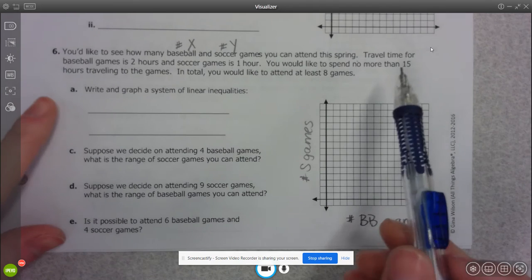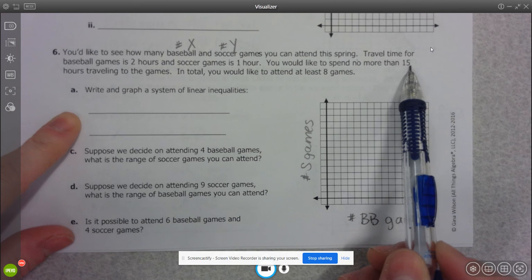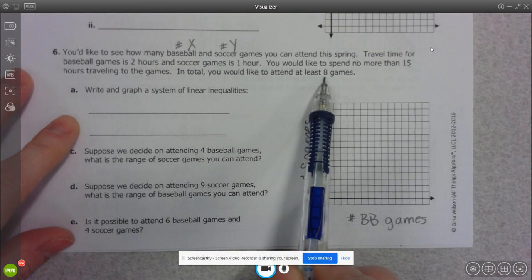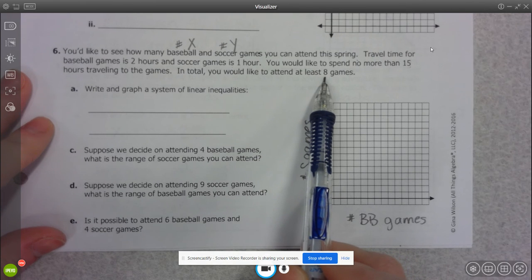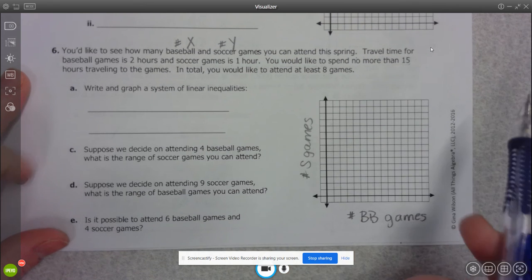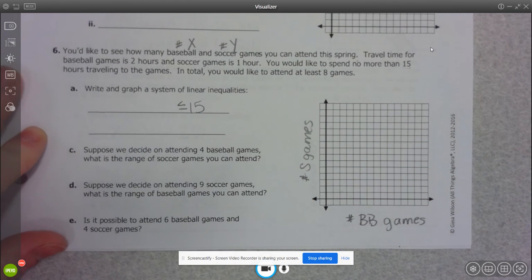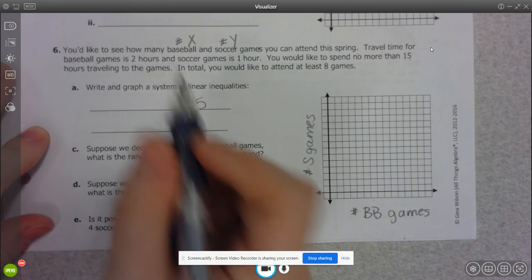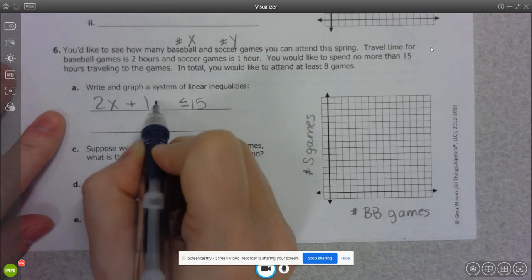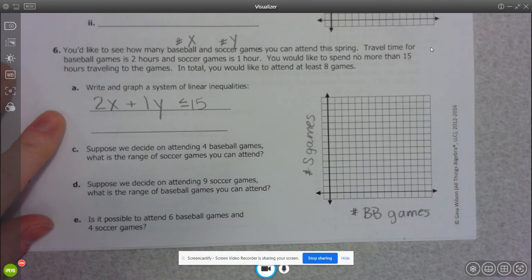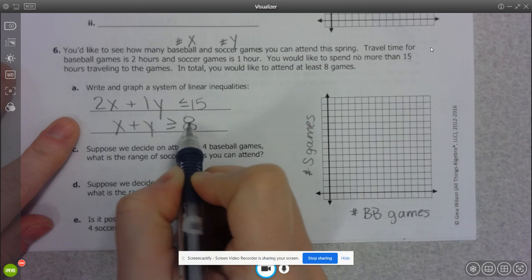All right, so let's write some equations. We do not want to spend more than 15 hours traveling, and you want to attend at least 8 games. So I'm going to do my travel and my game equations or inequalities. So let's do the travel one first. 15 is the most number of hours I want to spend in the car. So it's 2 hours to get to a baseball game and 1 hour to get to a soccer game. And I want to attend at least 8 games in total.